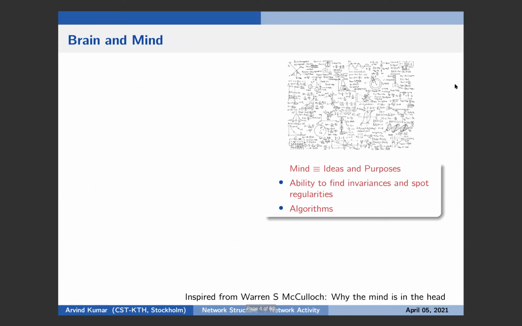So what is actually mind? I'm very much inspired by Warren McCulloch's article, Why the Mind is in the Head, when I think of the mind. To me now, mind seems like what we could call ideas and purposes. These are the things an agent needs to survive in an environment, to interact with the environment. And that requires finding invariances and regularities. And to do that, this agent needs certain algorithms. These algorithms, to me, seem like a better definition of what we may call mind.